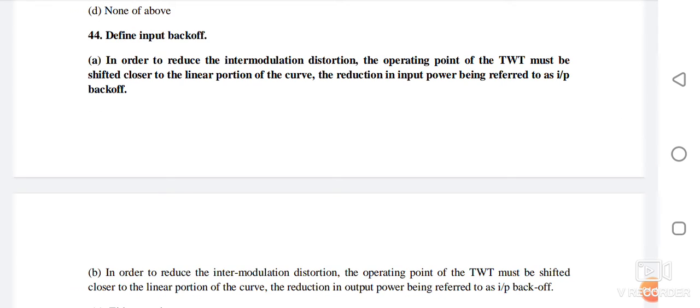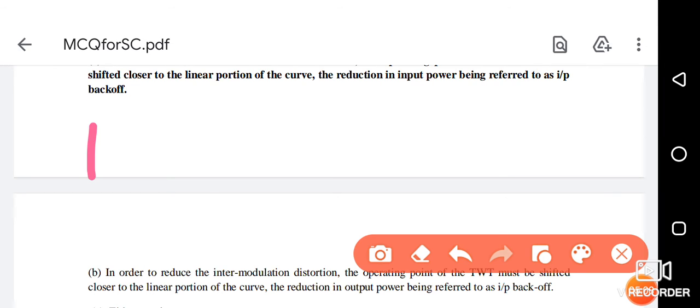Define input back off. So back off is an important point from the exam point of view. In order to reduce the intermodulation distortion, the operating point of the TWT must be shifted closer to the linear portion of the curve. The reduction in input power is referred to as the input back off. So the right answer is option number A.